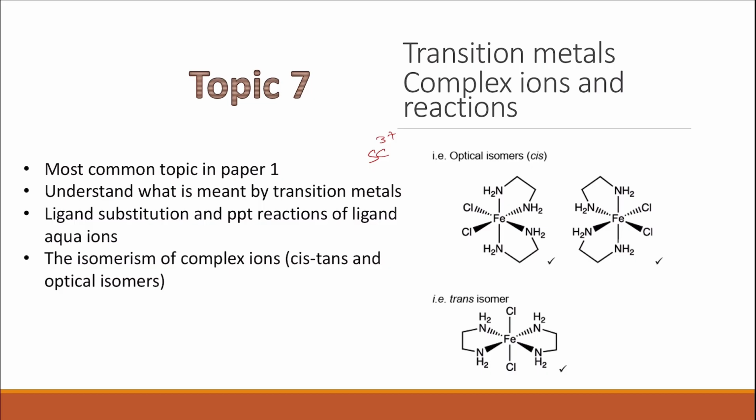And then we have the trans isomer where the two monodentate ligands are opposite to each other. So in this case, this is symmetrical. This one doesn't have any optical isomer. So they're going to ask you to draw all the three isomers here.